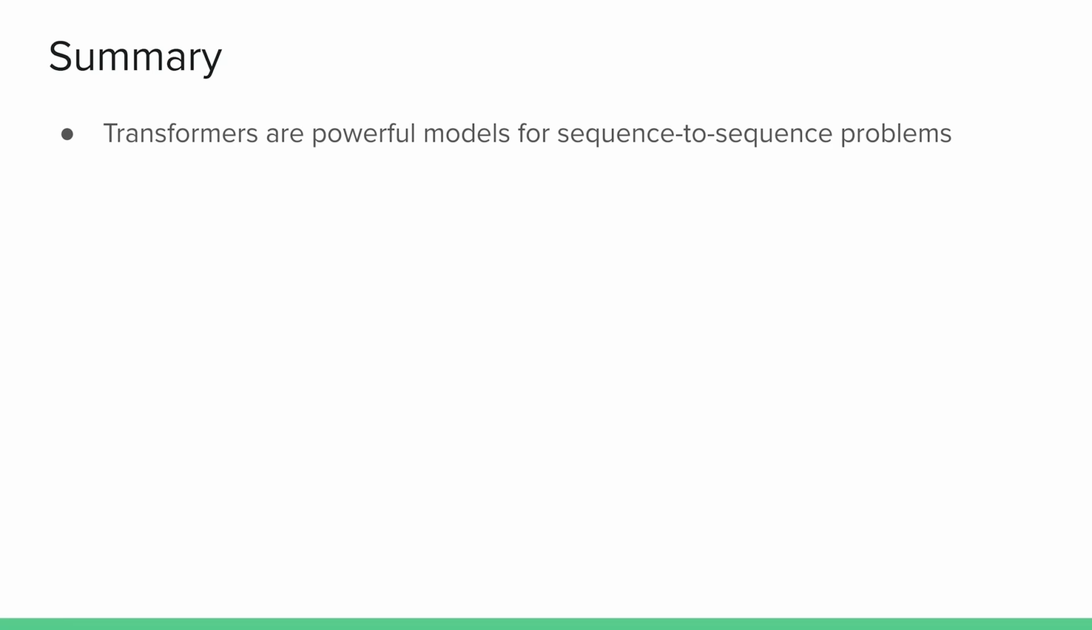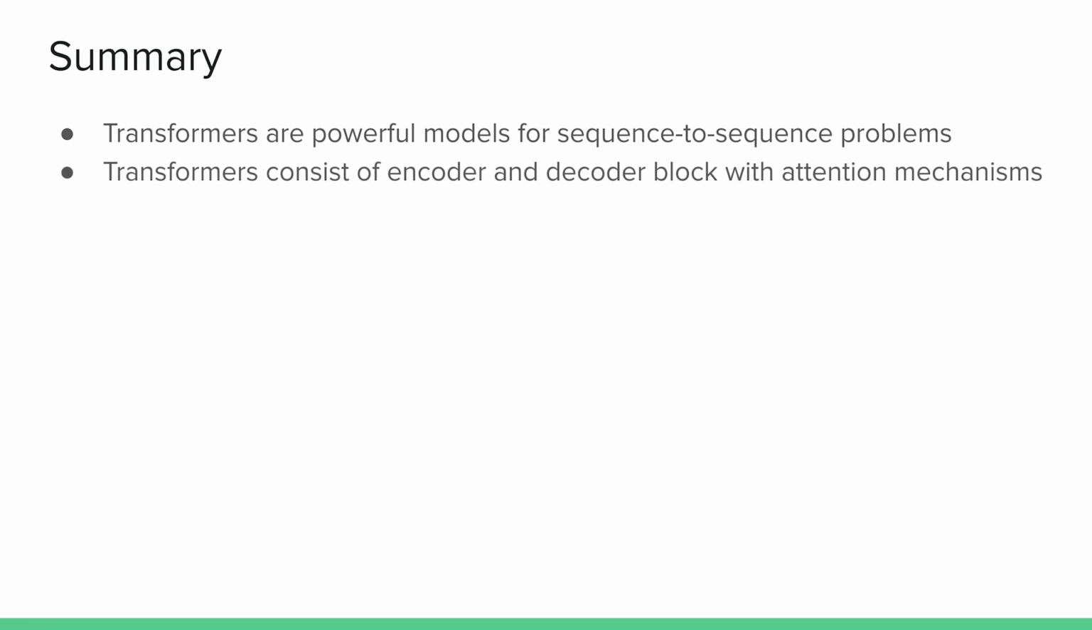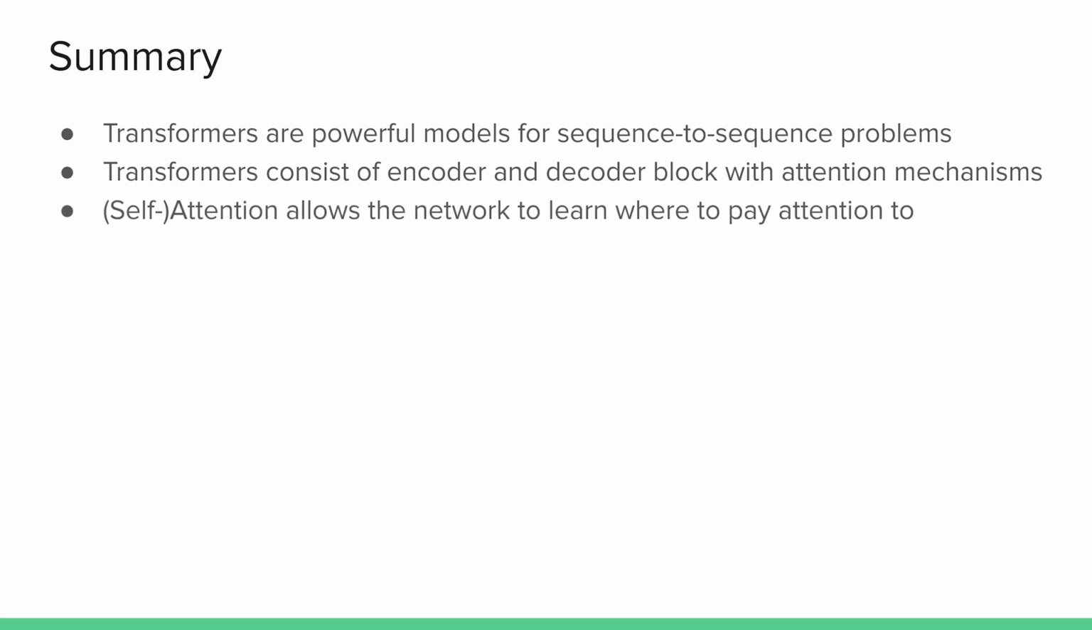Summing up today's lecture, we talked about transformers, and transformers are a really powerful model for all sorts of sequence-to-sequence problems like language translation or image captioning and so on. Transformers consist of an encoder and a decoder block, and the secret sauce for them is this attention mechanism that allows them to process the entire input sequence in one go and learn how one word of the input sequence relates to other words of that input sequence. This is called self-attention, and it is exactly what I just told you.